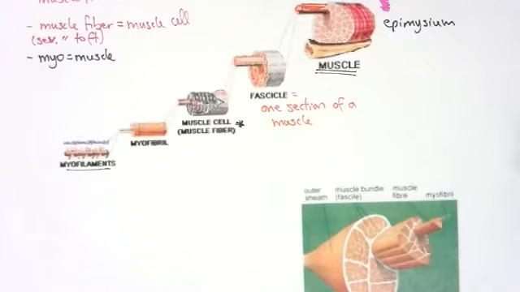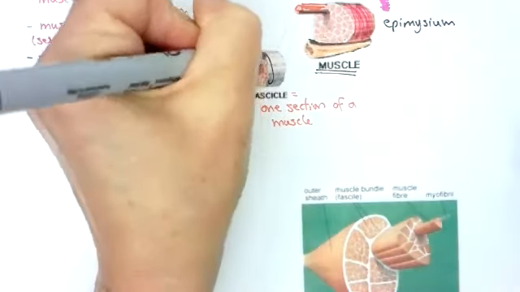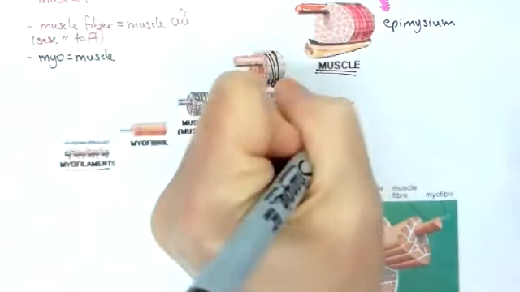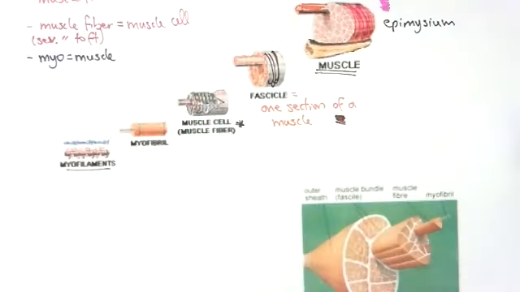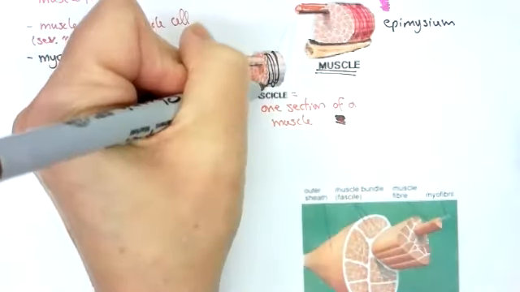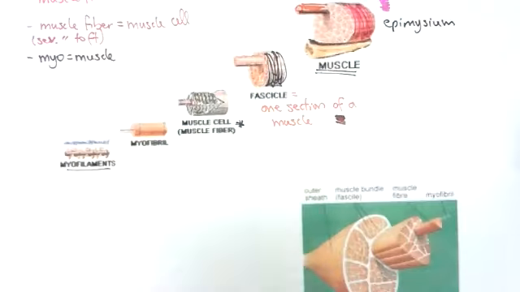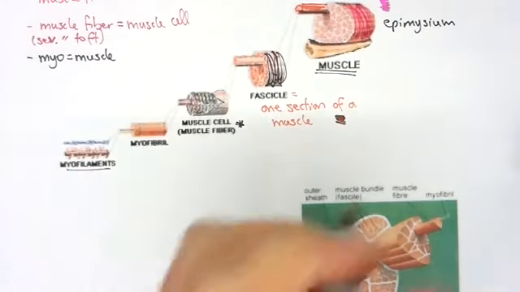My lighter colors aren't showing up, so I'm going to do this in brown. If you want to, you could color the whole thing in. The membrane that wraps a fascicle is called the perimysium.